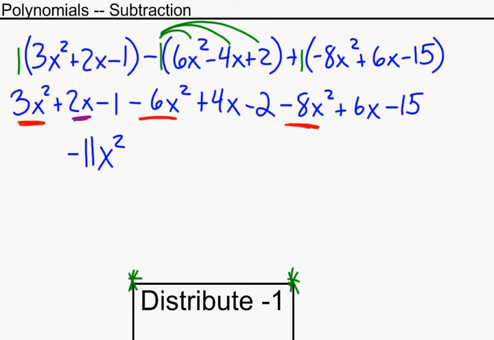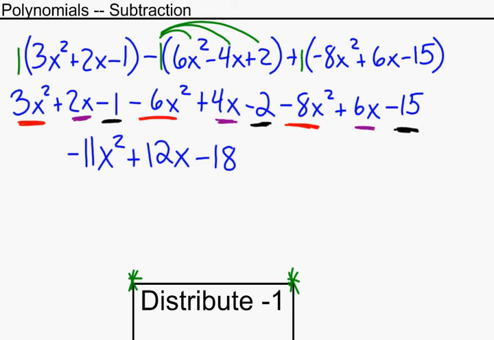Then take a step down to the x's, so my answer ends up in standard form. There's 2x's there, 4x's there, and 6x's there. So I end up having positive 12x. Again, notice how I don't change the exponents when I'm adding and subtracting. Last but not least, let's put the constant terms together. A negative 1, a negative 2, and a negative 15 is going to give me a constant term of negative 18.